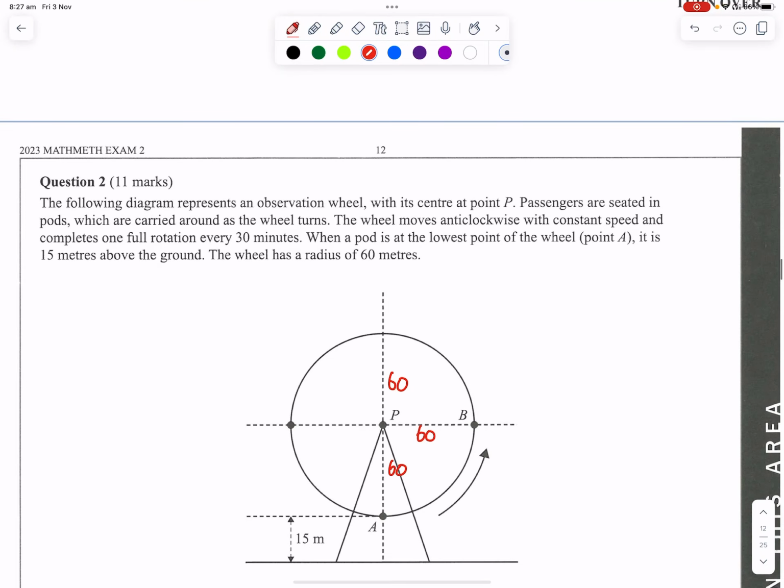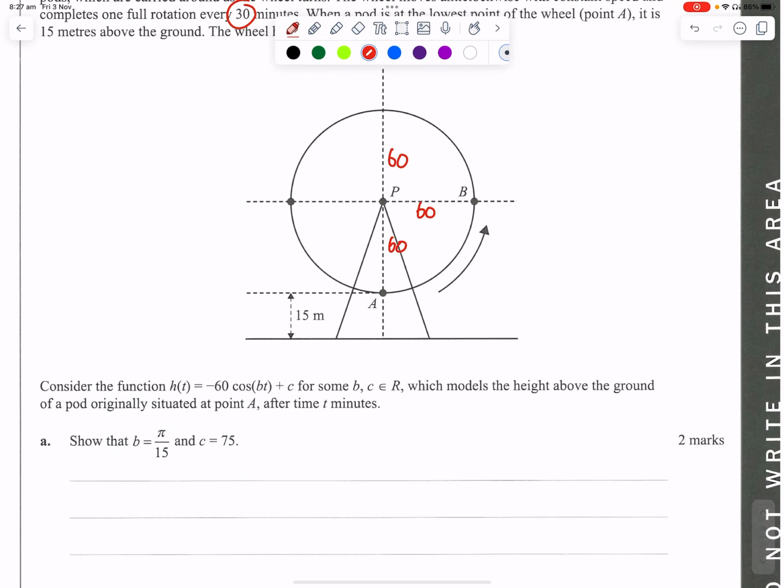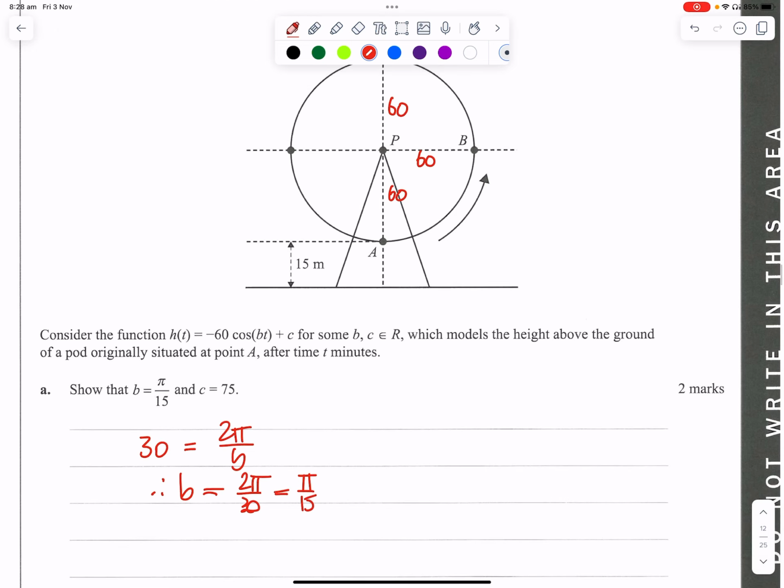What's B? Okay, full rotation every 30 minutes. So B is equal to, 30 is equal to 2 pi on B. So B is 2 pi on 30, which is pi on 15. And C is 75. So C is 15 plus the amplitude, which is 15 plus 60. Let's say that, C is equal to 75.